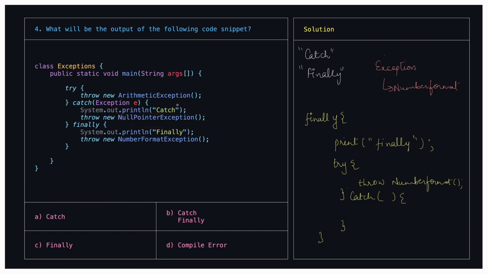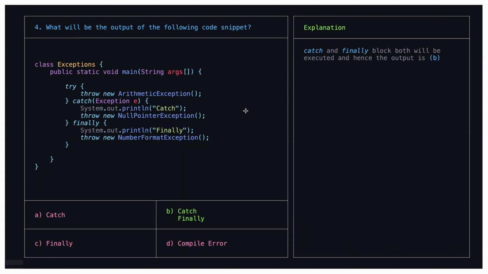So the output will be the same, catch and finally, but the exception thrown will be different, which is the null pointer exception in this case. And if the finally block is similar to this, the exception thrown will be number format exception, right? I hope it is clear to everyone. Okay, so the output is catch and finally, which will get printed on the screen, right? But the exception thrown in this case will be number format exception, because this is the last unhandled exception in the code. Now let's move to the next problem.